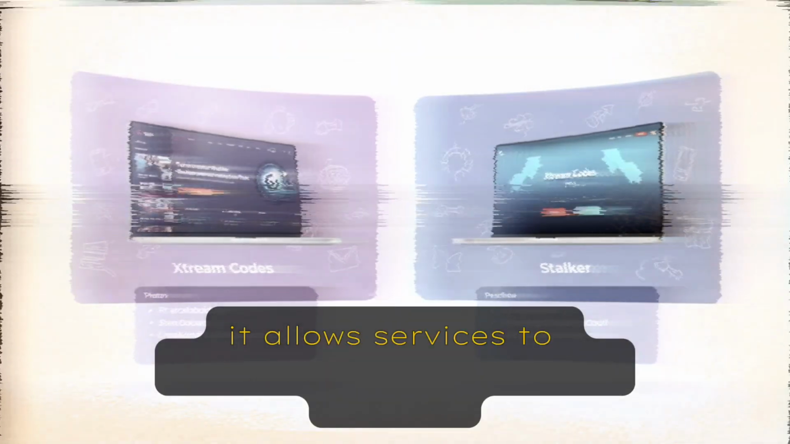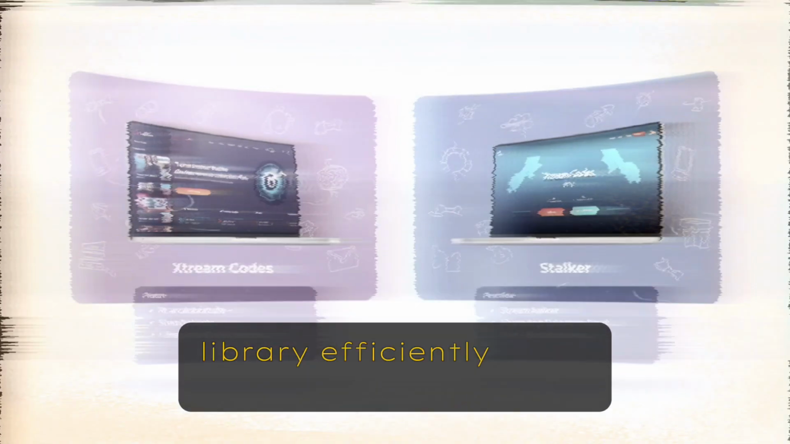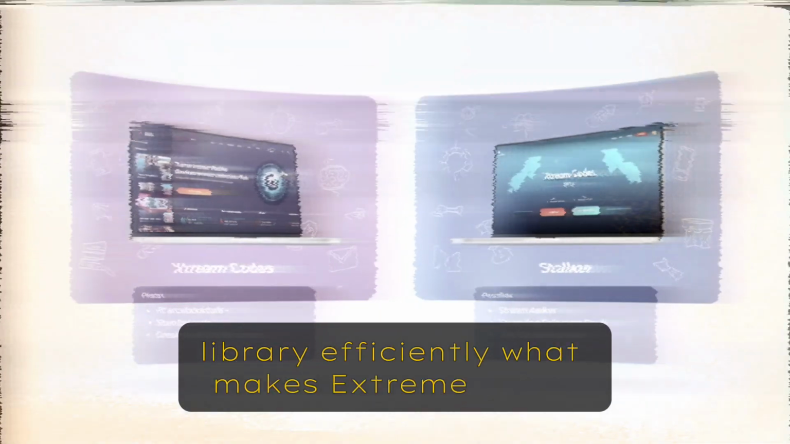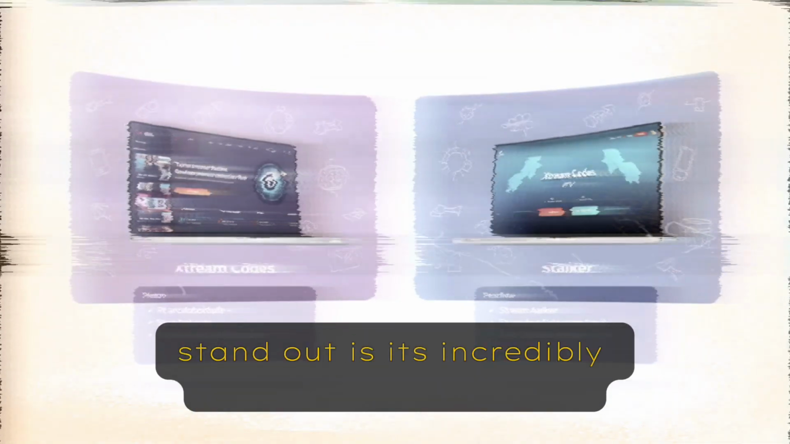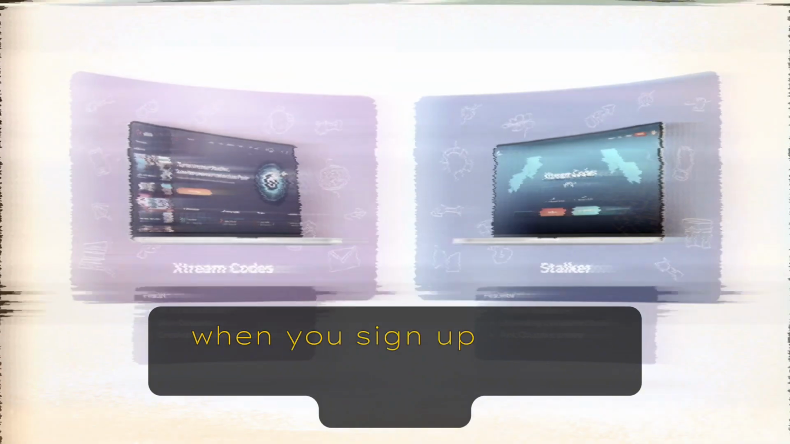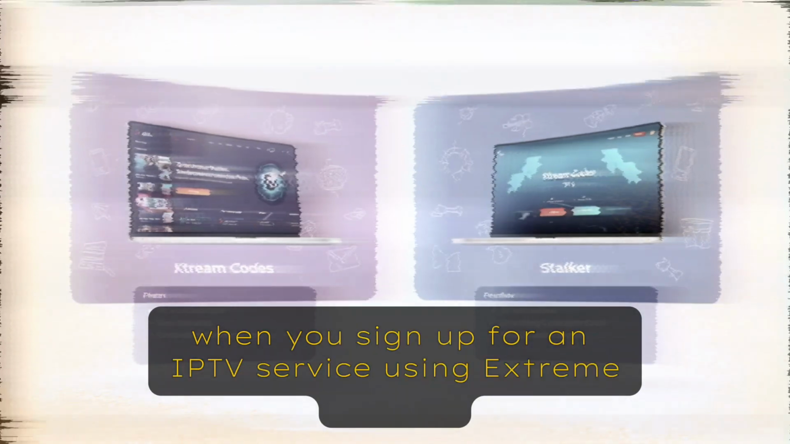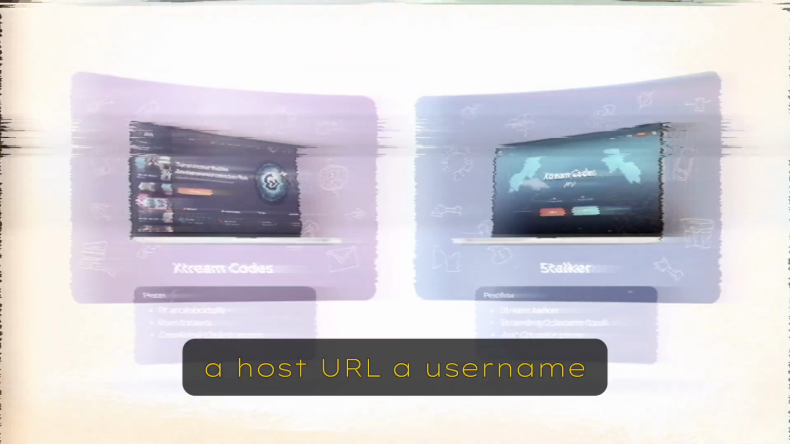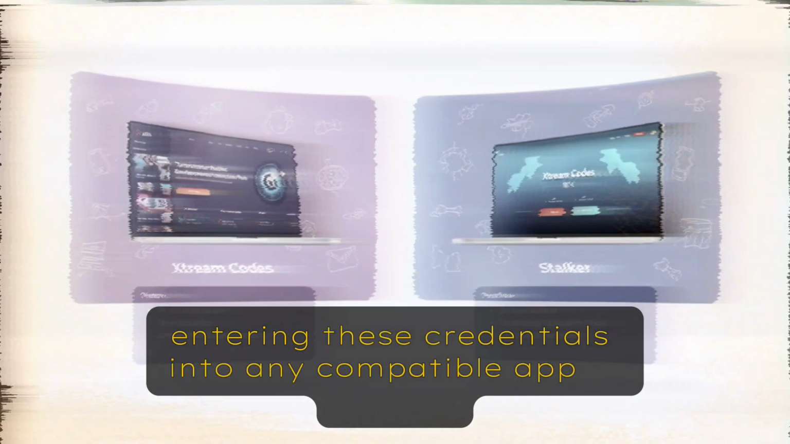It allows services to organize and deliver their content library efficiently. What makes Xtream Codes stand out is its incredibly user-friendly approach. The protocol works through simple URL-based access. When you sign up for an IPTV service using Xtream Codes, you typically receive three key pieces of information: a host URL, a username, and a password. Entering these credentials into any compatible app or player immediately gives you access to all available content. It really is that simple.